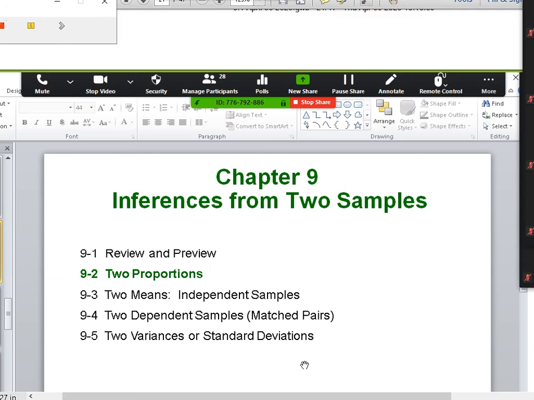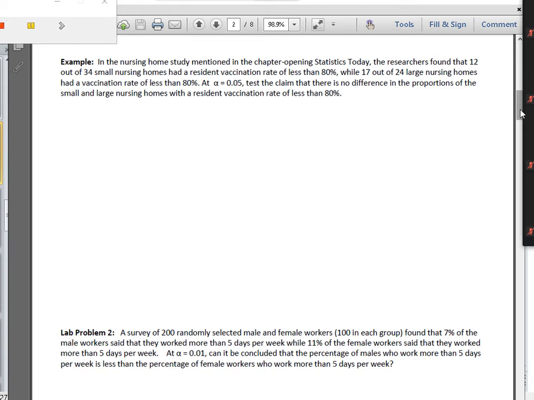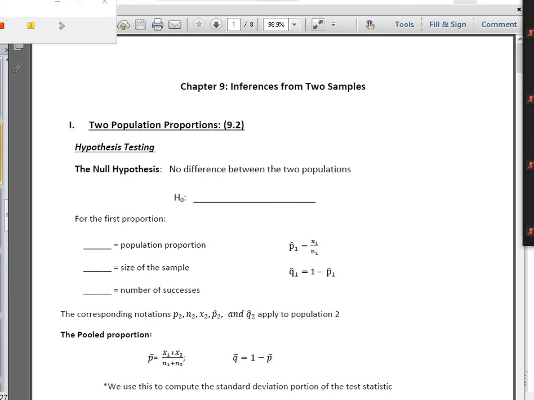So if you pull out your chapter 9 notes, it looks kind of like that. Everybody get out your chapter 9 notes. We're going to be using those. We're going to go through chapter 9 and look at some different things that we're doing there. So again, grab your chapter 9 notes, inferences from two samples, chapter 9.